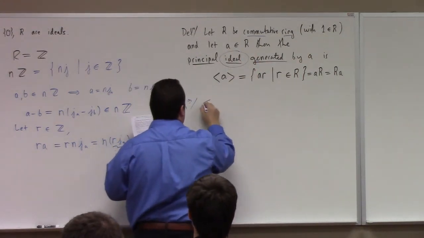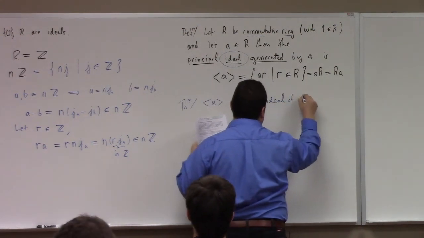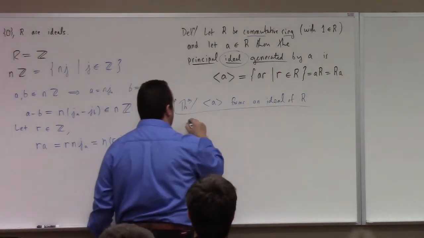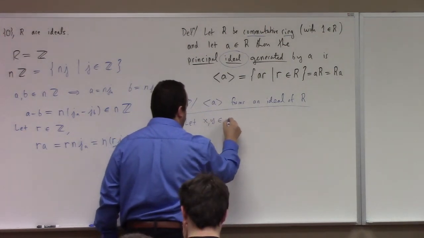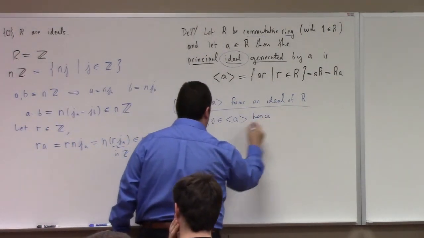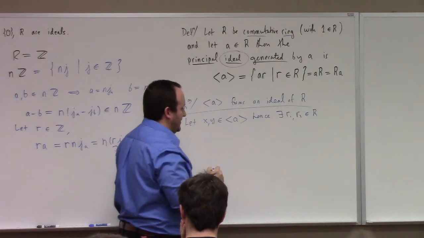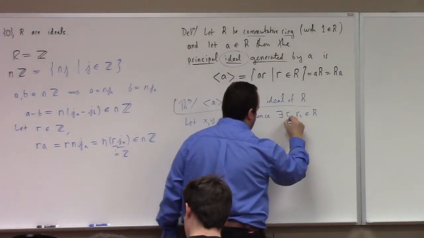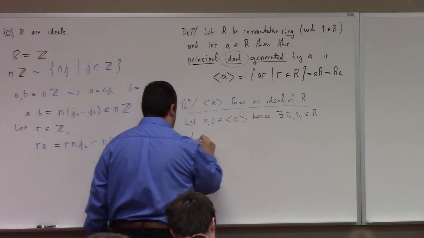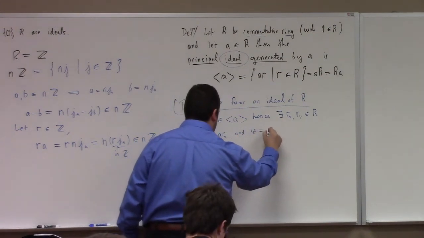So theorem: the bracket a forms an ideal of R. Again, subject to the terms and conditions introduced right here. So if we let, let's say, x and y be elements of the ideal generated by a, what does that mean? That means that there exist r sub x and r sub y in the ring such that x is equal to a times r sub x, and y is equal to a times r sub y.